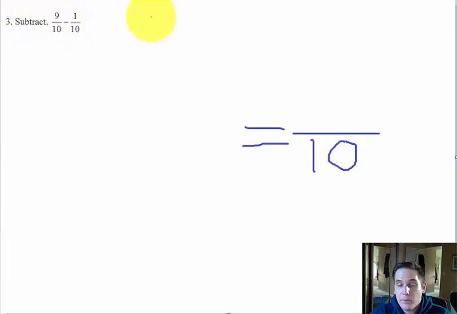Just adding and subtracting with fractions, the rules don't change. All that matters is in the last step, do you add the numerators, the top numbers, or do you subtract them? So 9 minus 1 equals 8. Now, in number 2, I kind of went fast and didn't talk about simplifying because there really wasn't much to simplify. But here there is. Okay, greatest common factor. The greatest common factor of 8 and 10 is 4. That is the biggest number that, oh, excuse me, 2, not 4, 2.